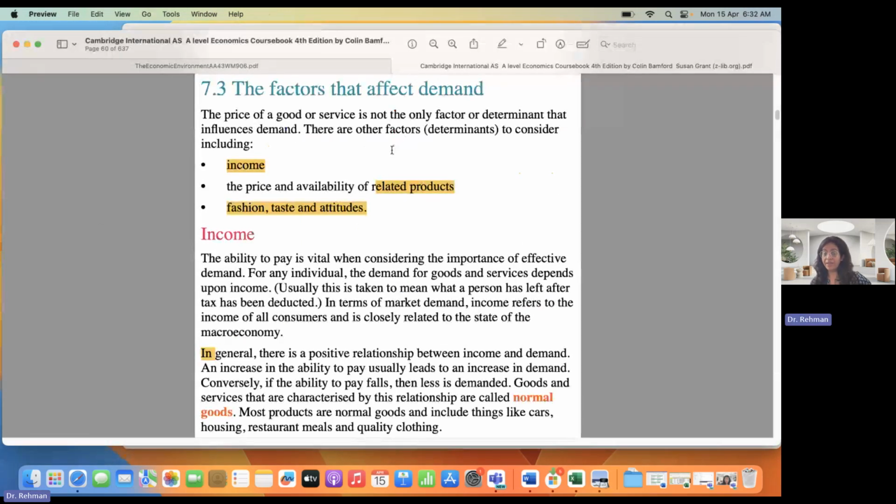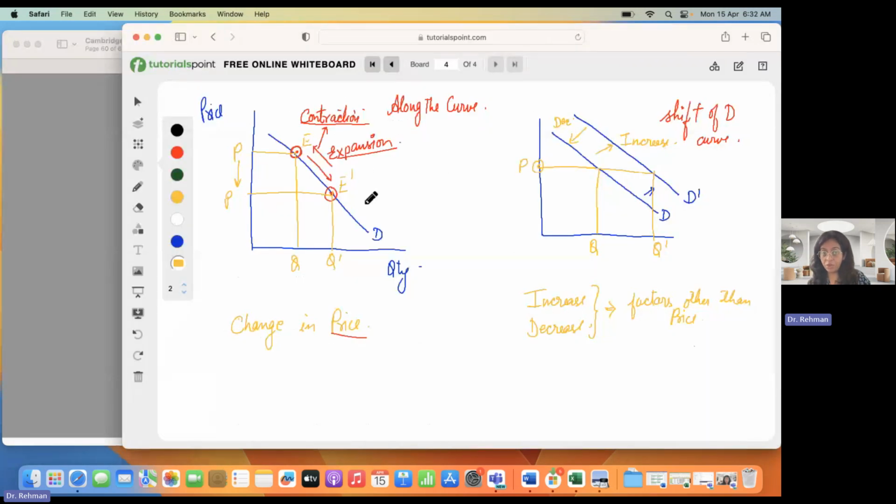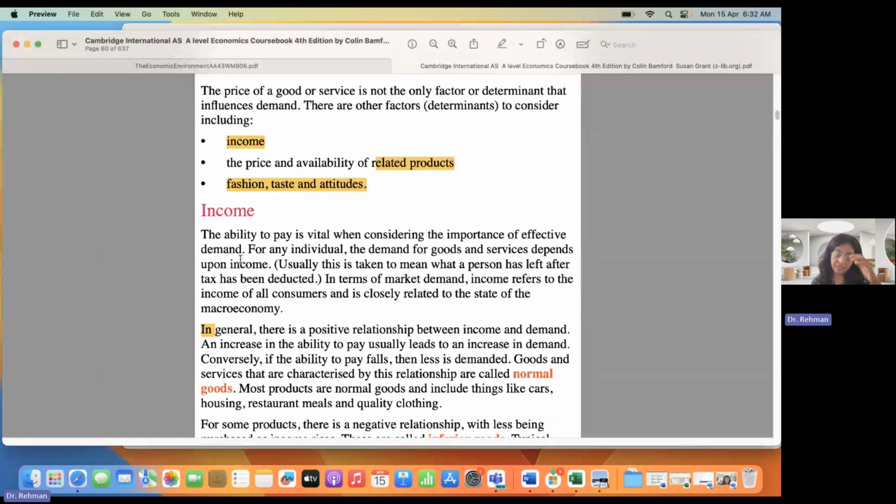What are the factors that affect demand? Other than price, remember when I told you if the price increases or decreases, we use the words contraction and expansion. Now we are talking about scenario number 2 here. What are the factors that affect the demand curve when it moves either ahead on the right or towards the left? First thing is income.